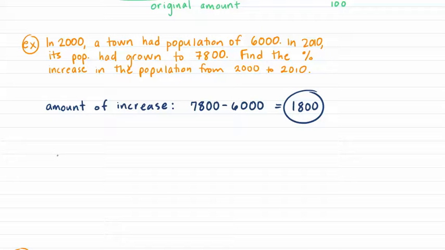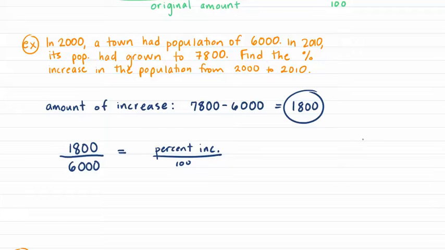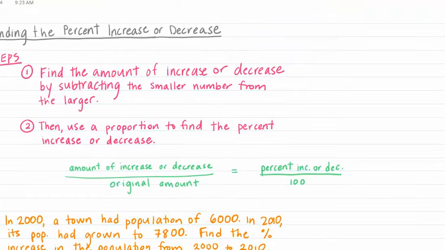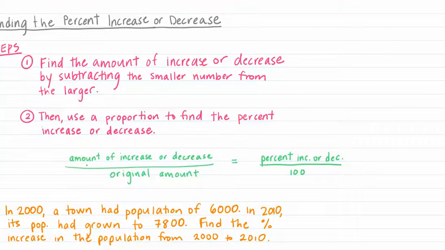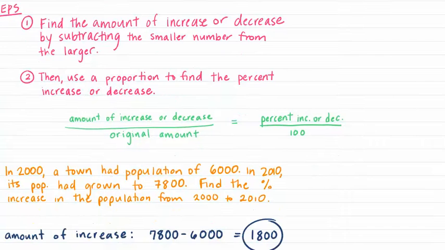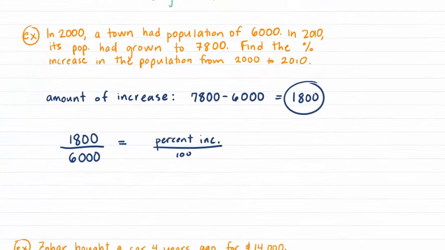The second step is that you take that number and you put it over the original amount. So the original amount was 6,000, and that's equal to the percent increase over 100. So remember the definition up here in green. Okay, so we put the amount of increase over the original, and that's equal to the percent increase over 100.